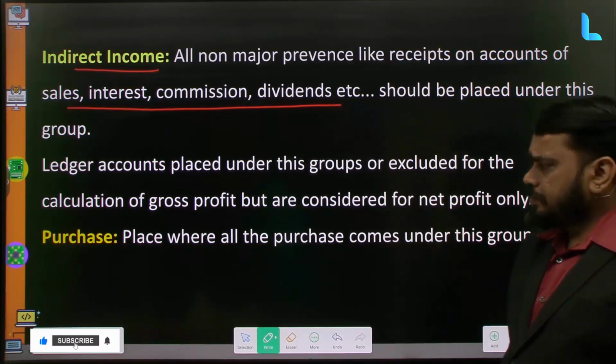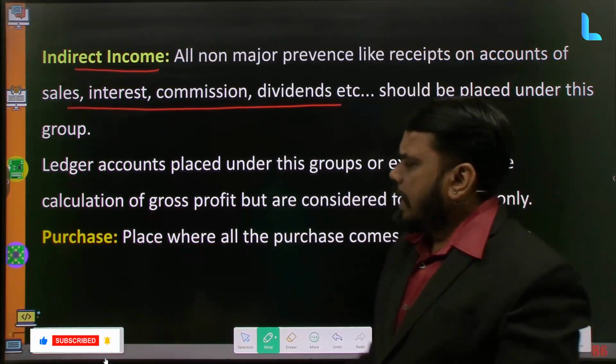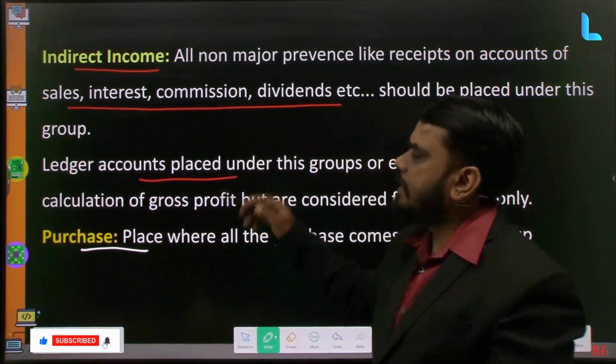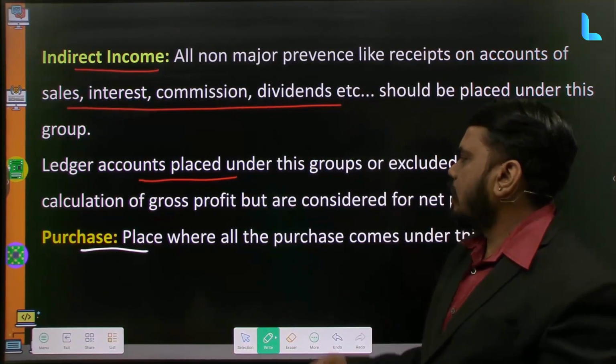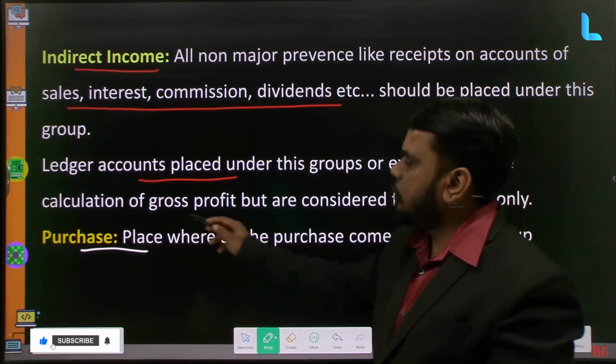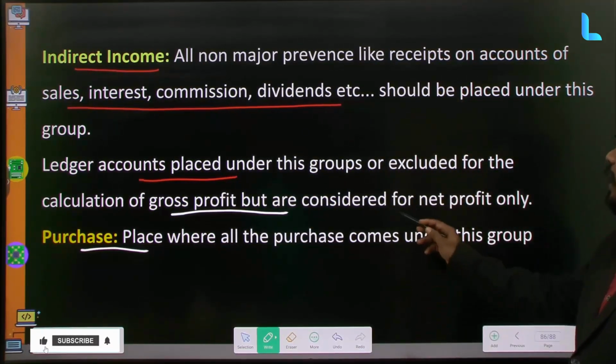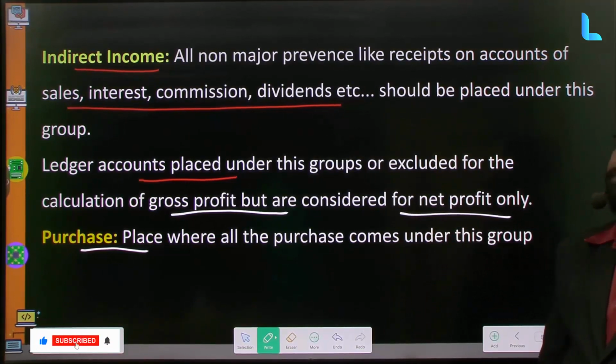Before going further, the ledger accounts placed under indirect income are not used for the calculation of gross profit, but are considered only for the net profit. This is the main difference between direct income and indirect income.